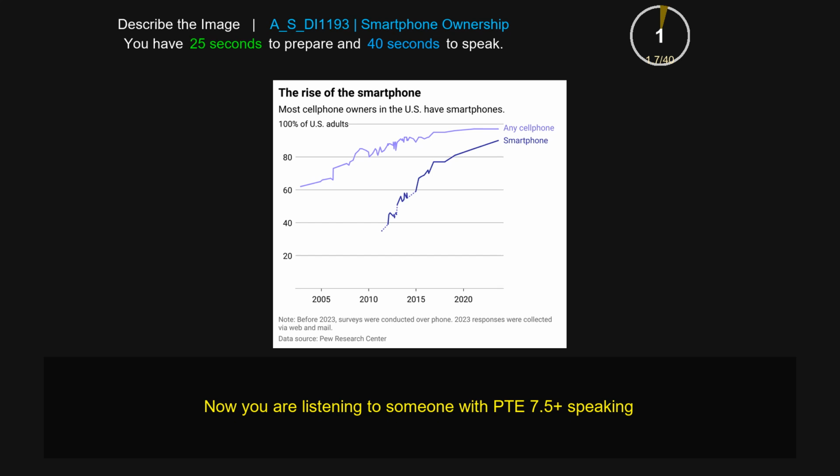The given image is a line graph and it shows clear information about the rise of the smartphone. Most cell phone owners in the US have smartphones, 100% of US adults. Certain colors like purple, blue, black, white, grey are also visible on the screen.